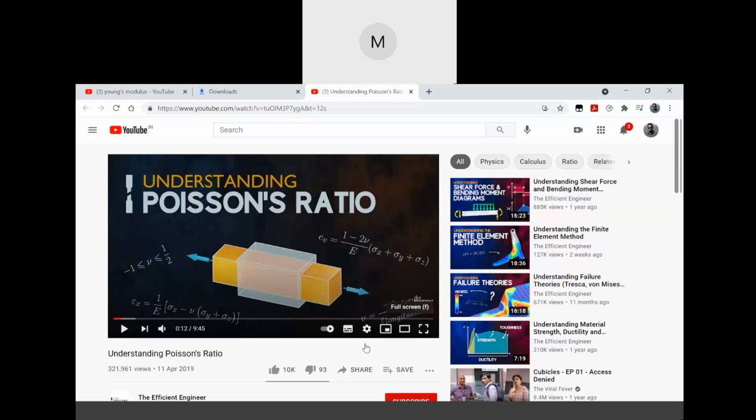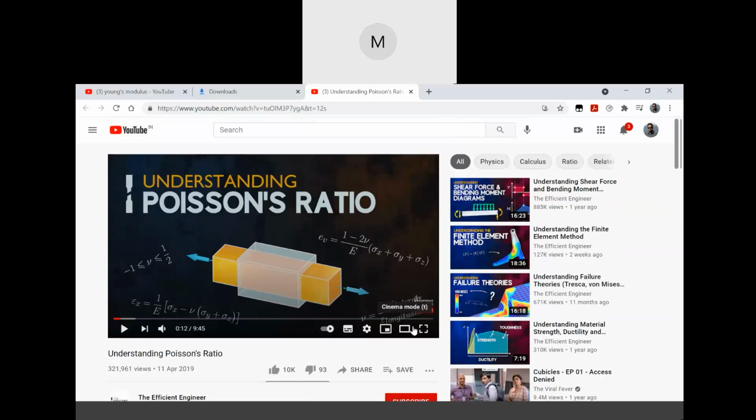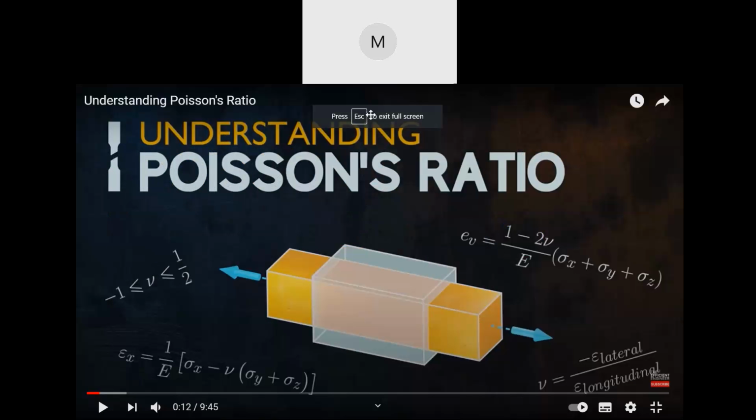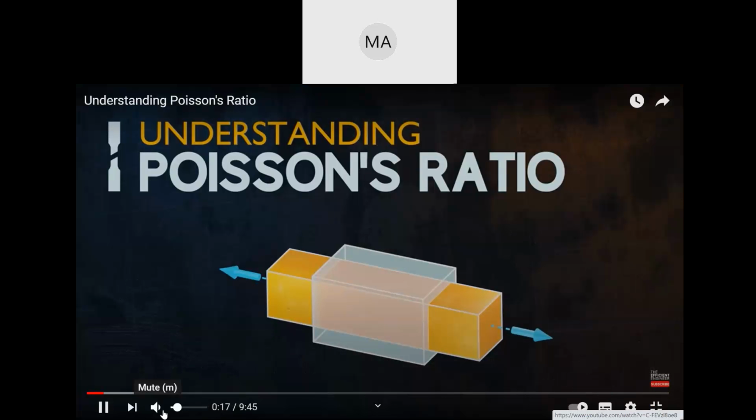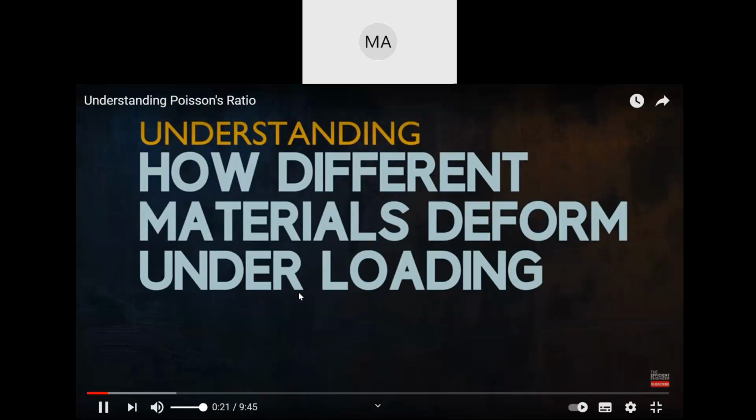Let me show you a video for clearing the concept of Poisson's ratio. Can you see my screen? Can you all see my screen? Yes, sir. Yes or no?